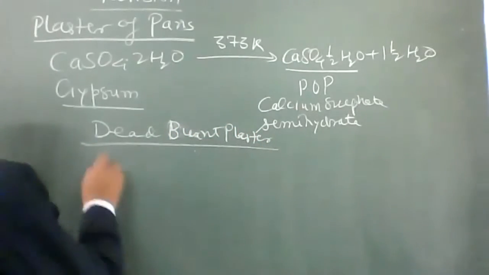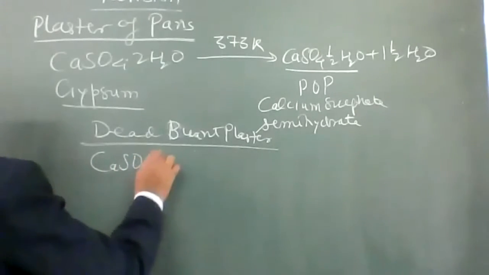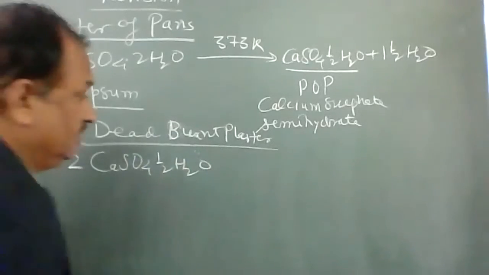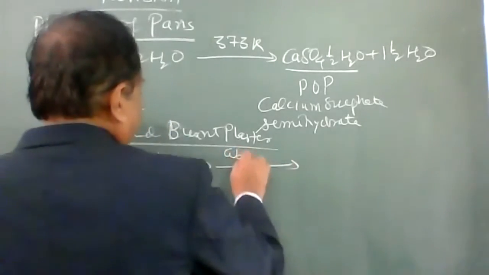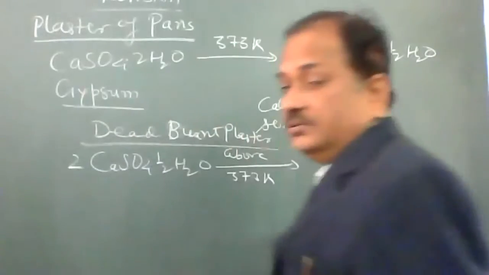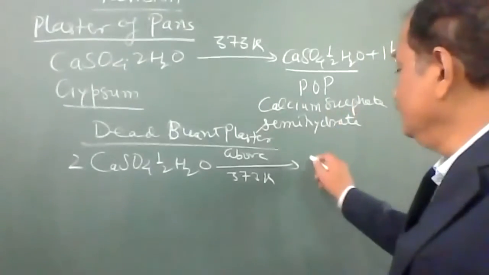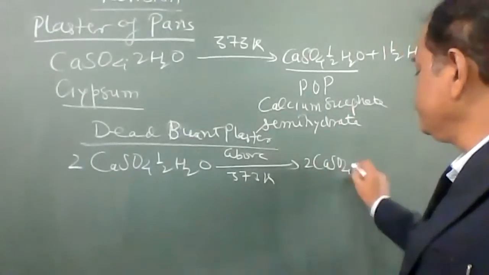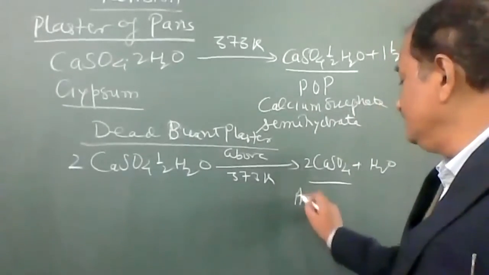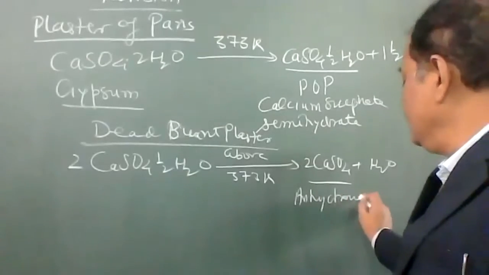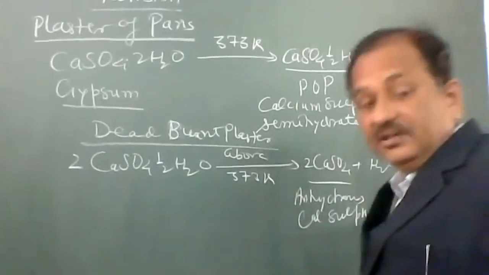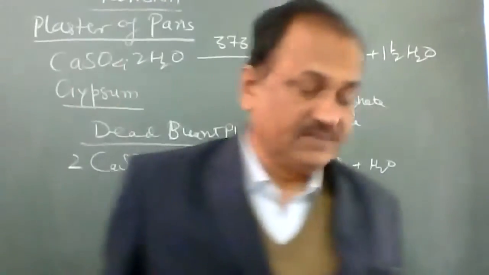Dead burned plaster. So when CaSO4.½H2O, so I am just writing here to balance it, is heated above 373 Kelvin, it loses water molecules completely. And so this is anhydrous calcium sulfate. Anhydrous calcium sulfate.